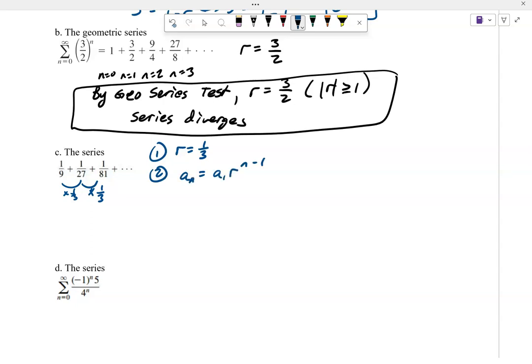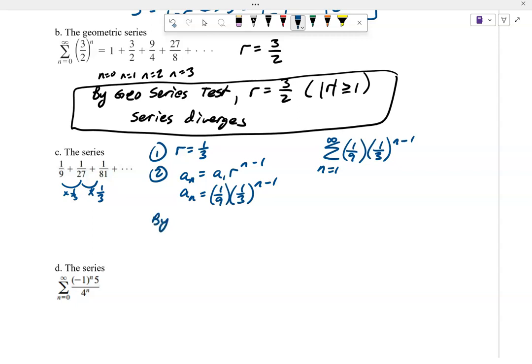Notice I don't have a term given, a formula given. So the nth term is the first term times the common ratio to the n minus 1. Or, you could also clean that up and put it in a different form. But I like it right there. That's my nth term. So this series can be written as n being 1 to infinity of 1/9 times the common ratio to the n minus 1.